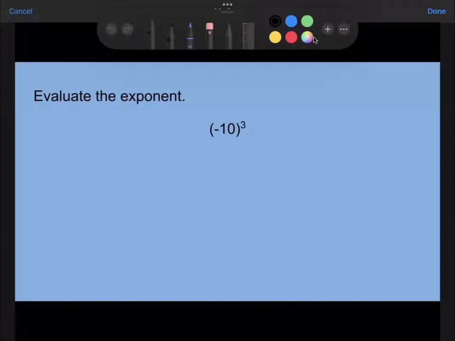Okay, here is our last example for today's video. We're evaluating the exponent (-10) to the third power, and -10 is wrapped in parentheses. So the little exponential number up here, 3, tells us how many times we're multiplying the base. So that's going to be 1, 2, 3 times. And since the parentheses is wrapped around the negative and the 10, that is the base. It is negative 10. So negative 10, negative 10, and negative 10.